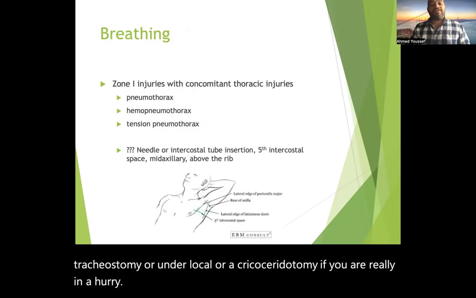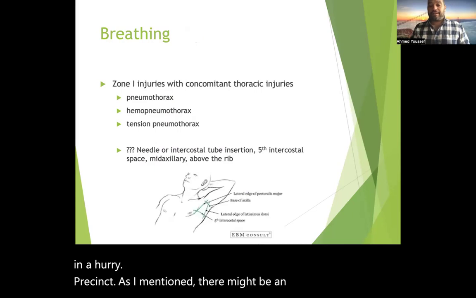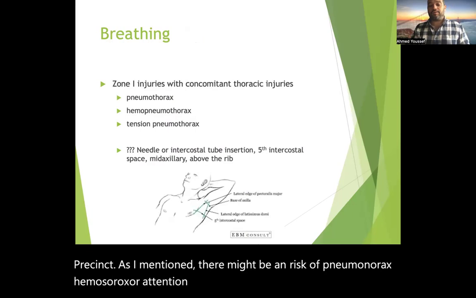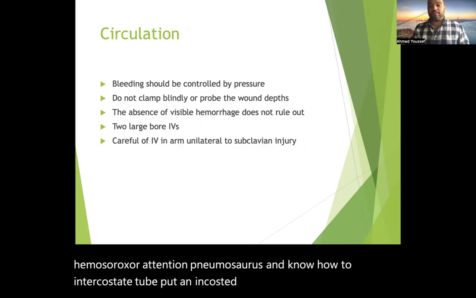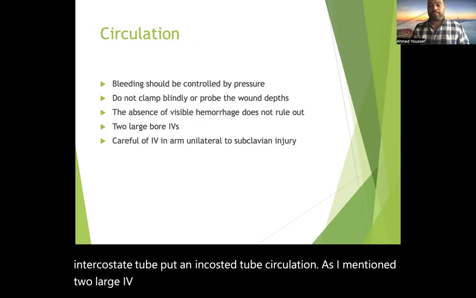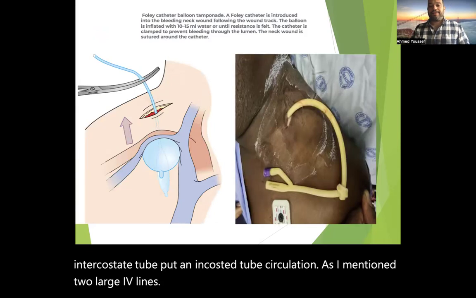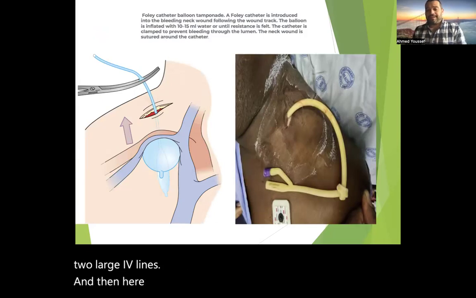Breathing, as I mentioned, there might be a risk of pneumothorax, hemothorax, or tension pneumothorax, and you know how to put an intercostal tube. Circulation, as I mentioned, two large IV lines. And then here, how you control the bleeding if there are hard signs of bleeding.